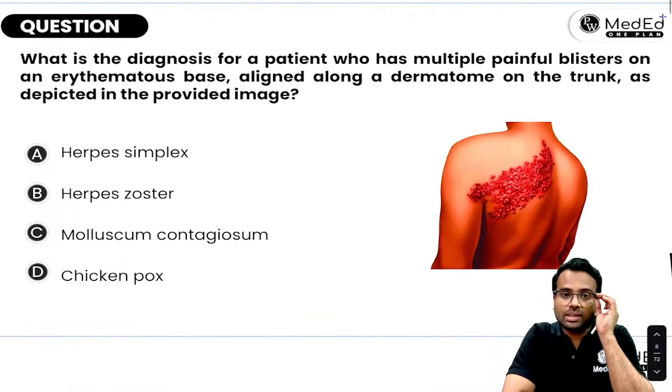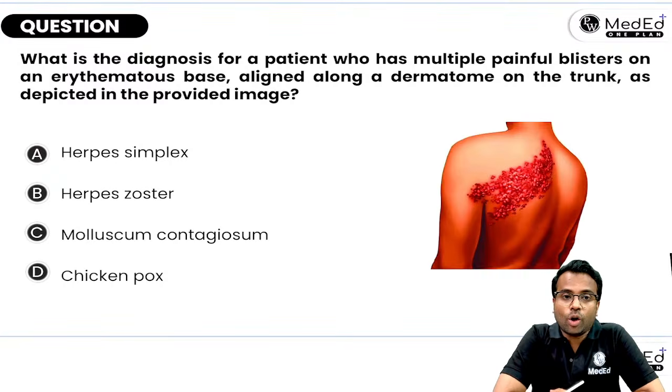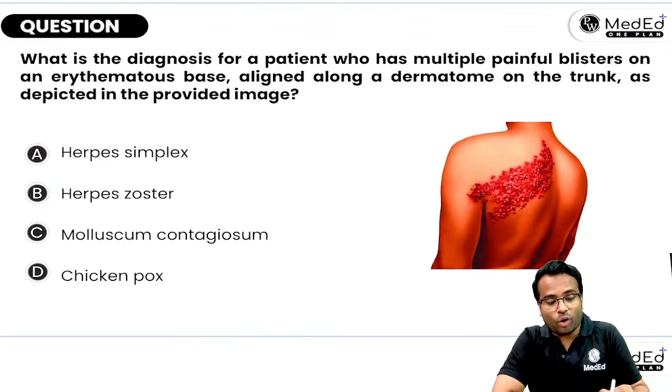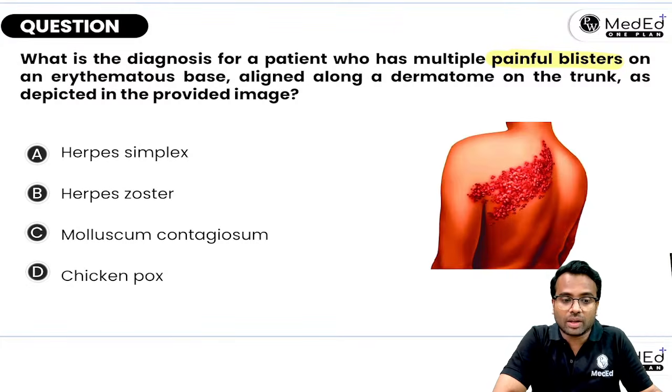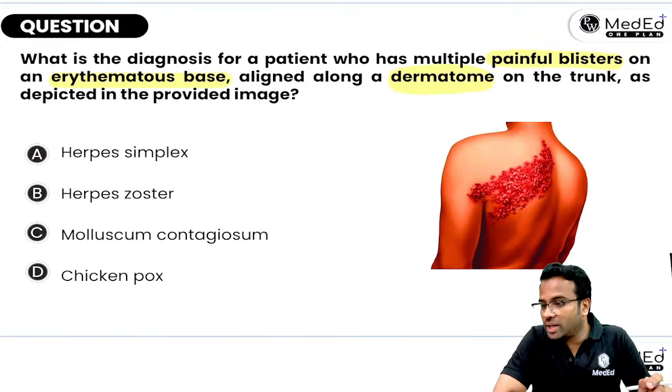What is the diagnosis for a patient who has multiple painful blisters on an erythematous base aligned along a dermatome on the trunk? An image is also given. Pretty direct question. Anybody who has done this topic once should be able to answer. You have all the keywords here: there are blisters which are painful, and these blisters are present on an erythematous base. The most important keyword in this MCQ is the dermatomal distribution. Now what is the answer?